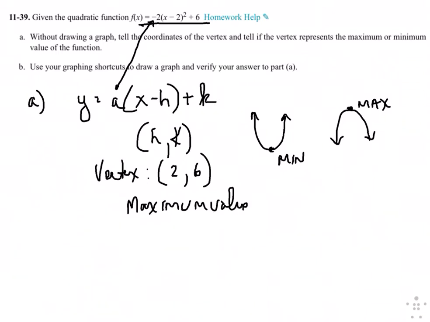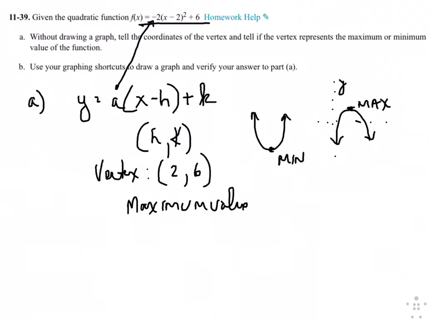And whenever they talk about values, minimum and max, they're talking about the y values, right? So if you think of this on a graph, here's x, y. This is the highest point y can go, right? Okay. And then for B, it says use your graphing shortcuts to draw a graph and verify your answer to part A.